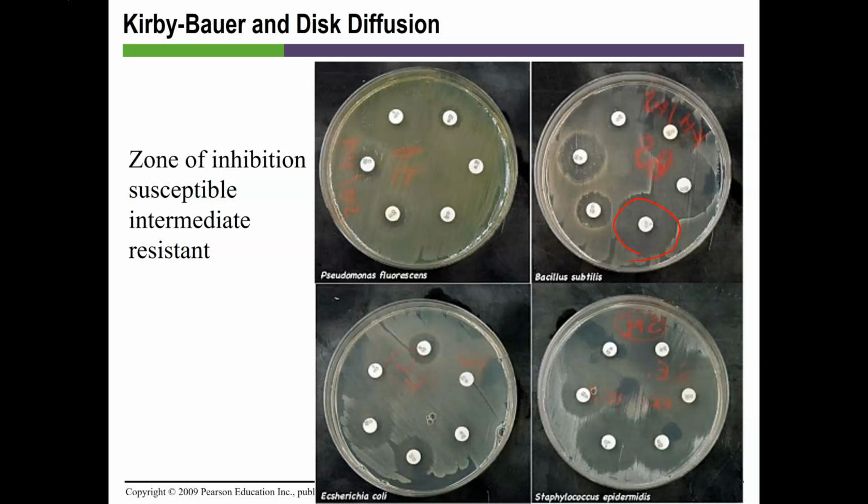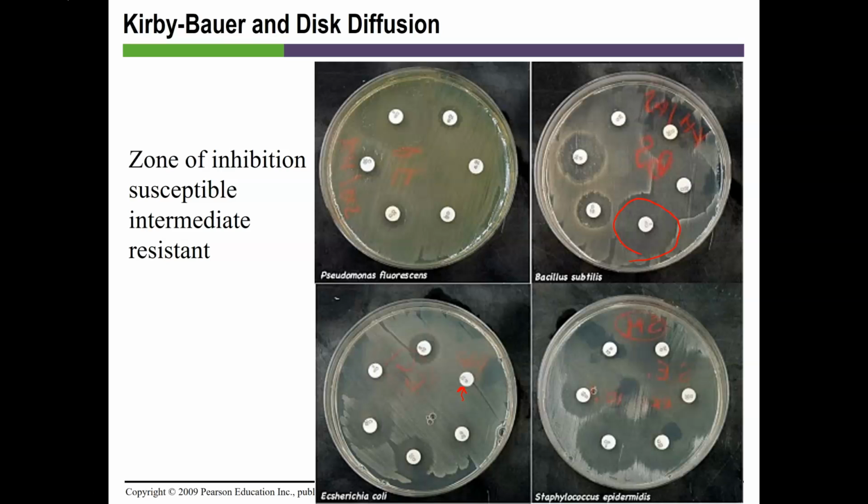If you see no zone, like here, where the organism's growing right up to the disc, that antimicrobial has no effect, and it's not going to be useful in trying to clear the infection. When you have smaller size zones, you need to measure them and look at the charts that come with the discs to tell you if it's large enough to be considered useful. Large zones indicate the organism is very susceptible, and it would be a good choice to use to clear the infection. An intermediate size means that the organism has some resistance and that it's not the best choice if you have some better choice.